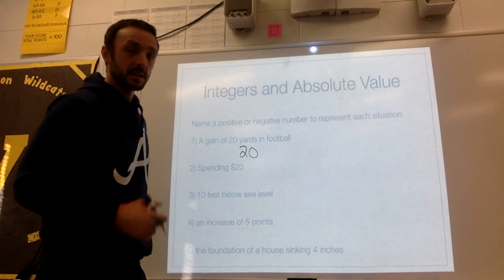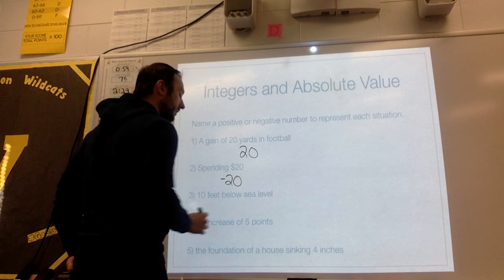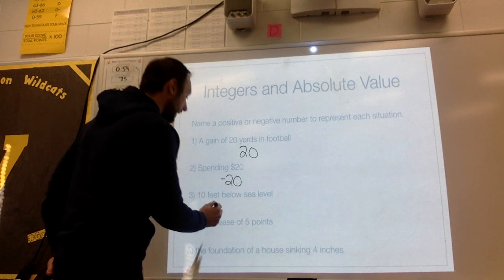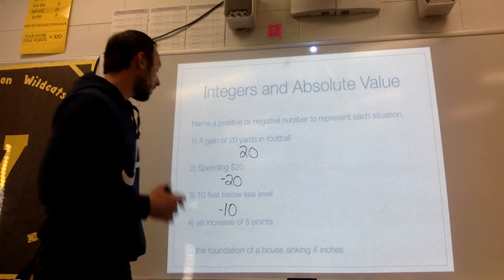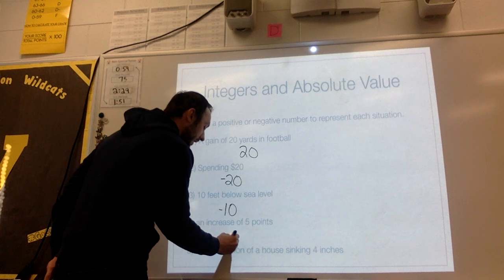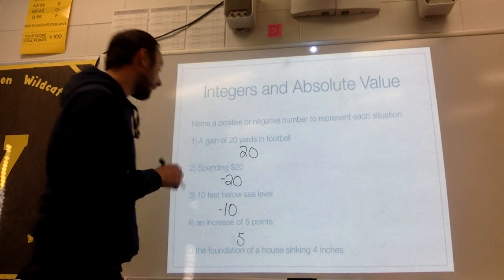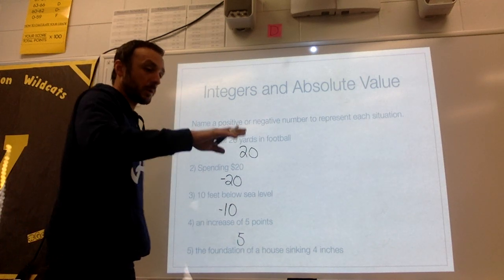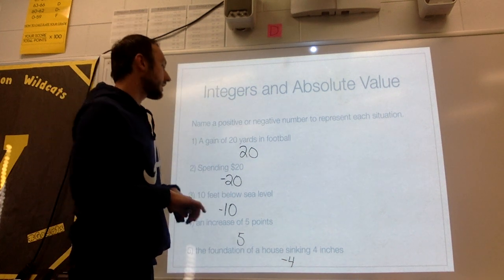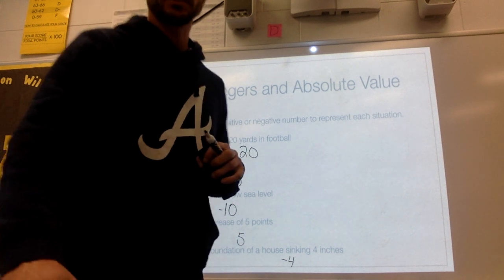If you spend $20 at the store, you're losing $20, so that's a -20 transaction. If you're 10 feet below sea level, it means you're going down from sea level, so that's a -10. If you are playing a game and you get an increase of 5 points, you're increasing your score, so that's a +5. I don't have to write that, so I'm going to erase it. The foundation of a house sinking 4 inches is going down, so that would be a -4. So anything that goes up or is increasing is a positive integer, and anything that's going down, or you're losing or spending, is a negative integer.